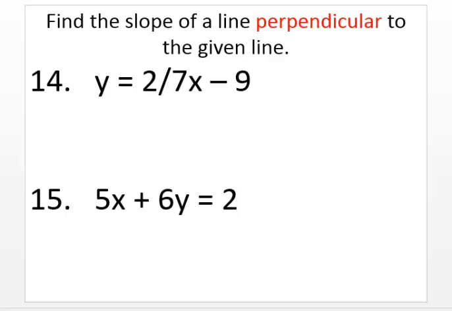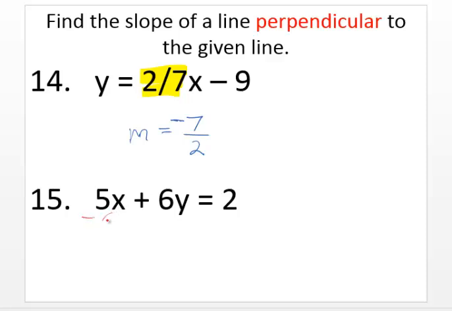Now I'm being asked to find the slope of a line perpendicular to the given line. So the given slope is 2/7. A line perpendicular to it would have a negative reciprocal, so I flip the fraction, 7/2. It was positive, now it's negative.